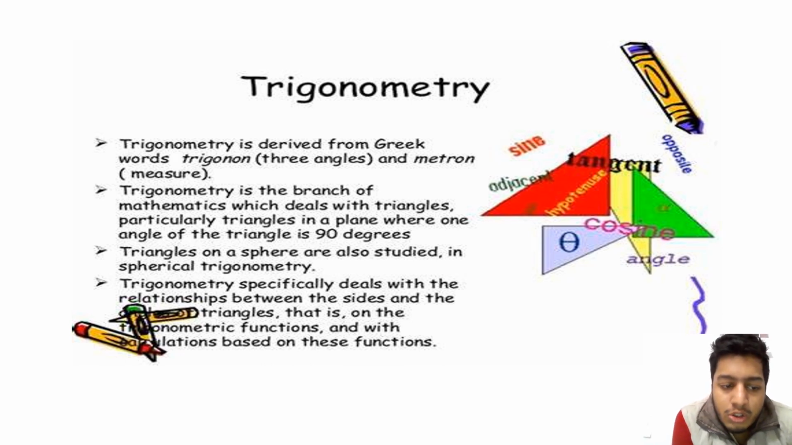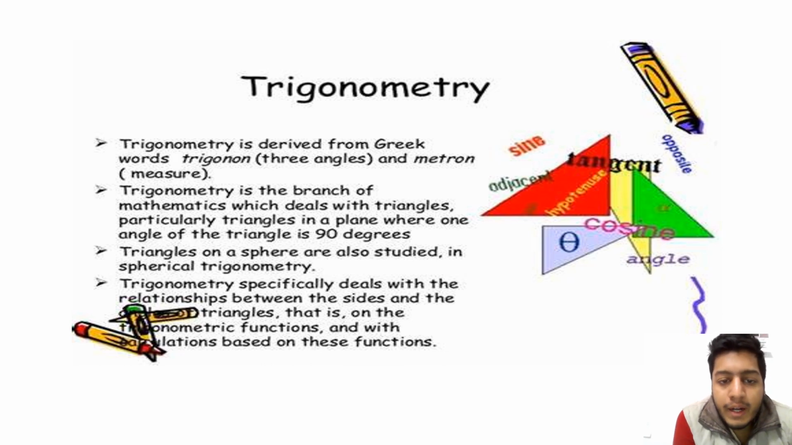Trigonometry is a branch of mathematics which deals with triangles. Okay, particularly triangles in a plane where one of the angles is 90 degrees. So basically, a triangle is a 2D shape which has three sides and three angles. So in trigonometry, we will study those types of triangles which have one angle as 90 degrees. Okay, only one angle. Okay, let's move forward.